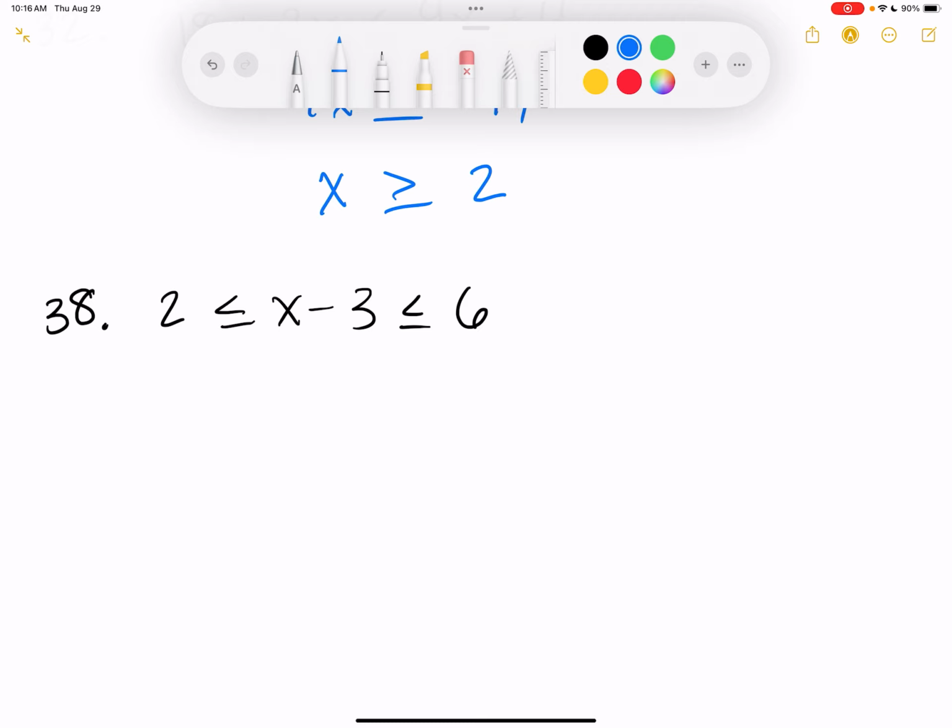So that's going to be 5 is less than or equal to x is less than or equal to 9.